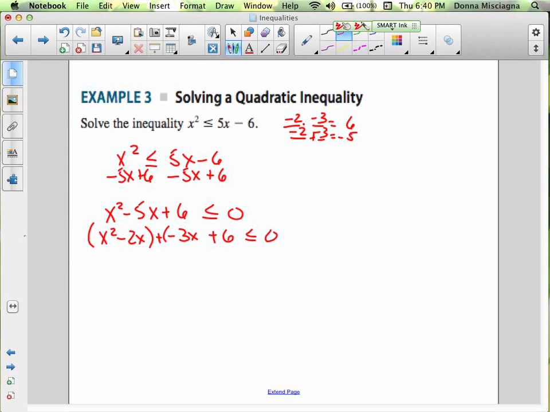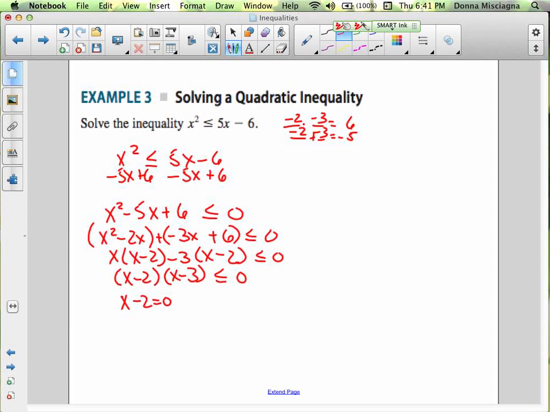First two are a group, second two are a group. We can factor out an x. We're left with x minus 2. We can factor out a negative 3. We're left with x minus 2. And then we can factor out that common factor of x minus 2, and the leftovers are x minus 3. Solving the quadratic, there's two equations. So x minus 2 equals 0, x is 2. x minus 3 is 0, x is 3. And so those are going to be the boundaries of our intervals.